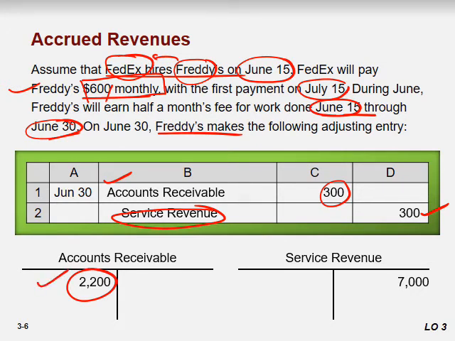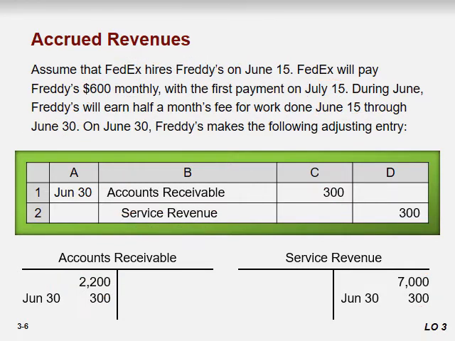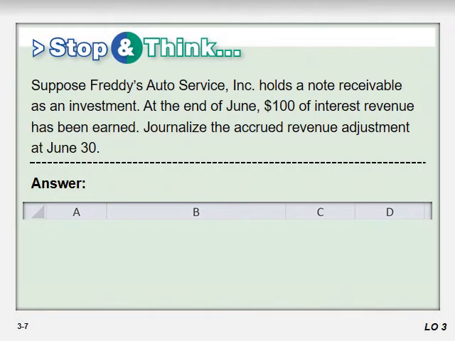So that is the previous balance 2200, and now you add 300 here. So service revenue previously we have 7000, now 300 is the new balance on June 30th. So just stop for a while. I just want you to pause the video and try to solve this by yourself, and then we solve it together.